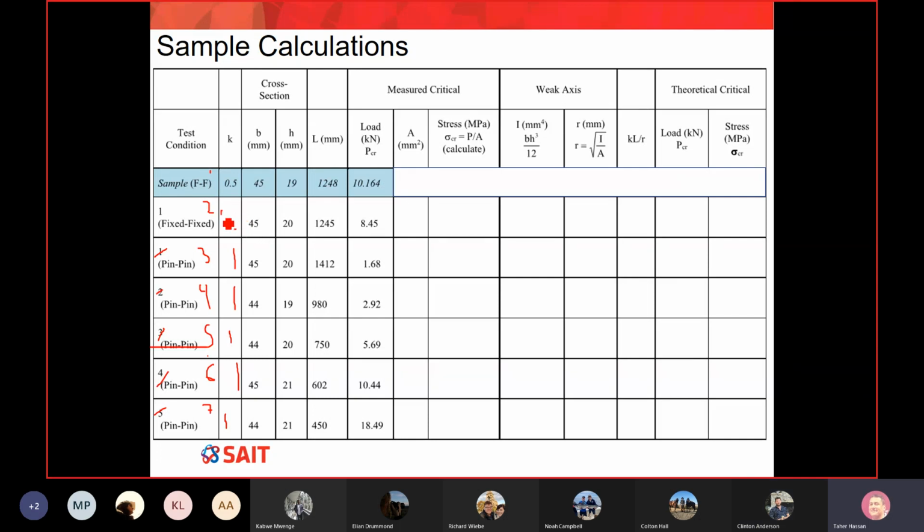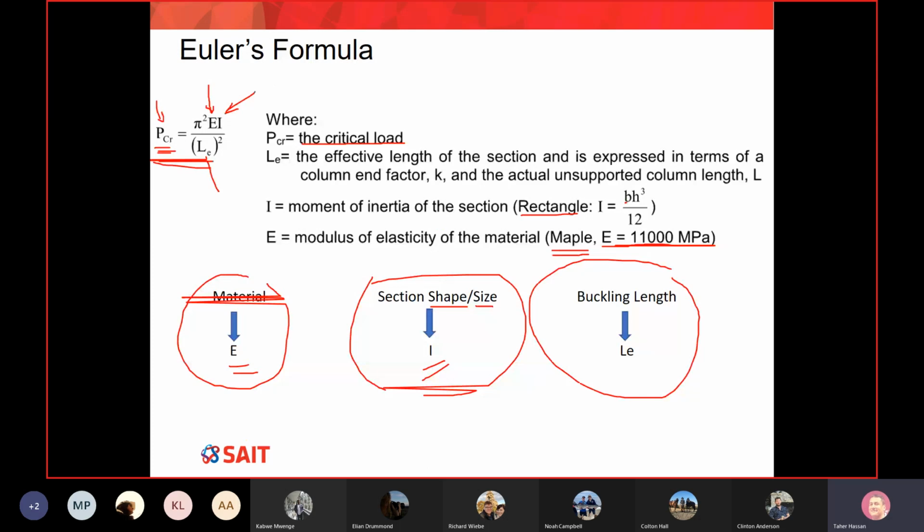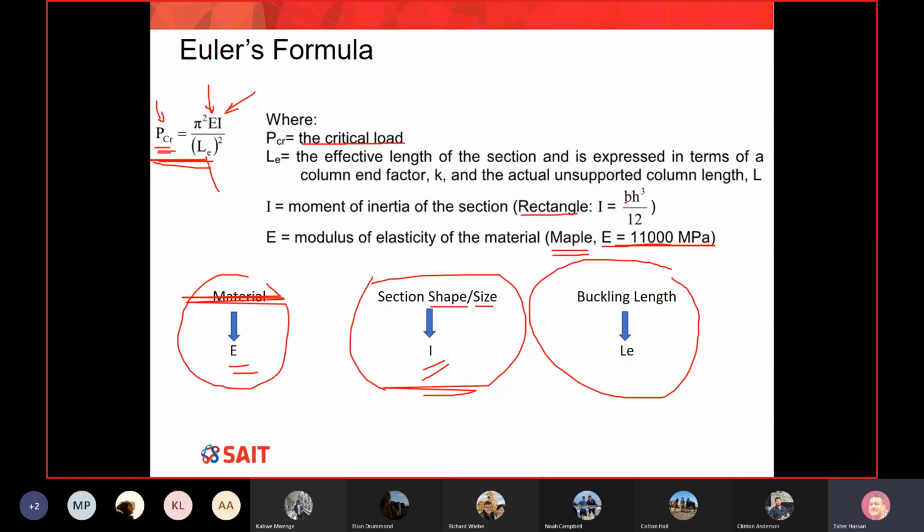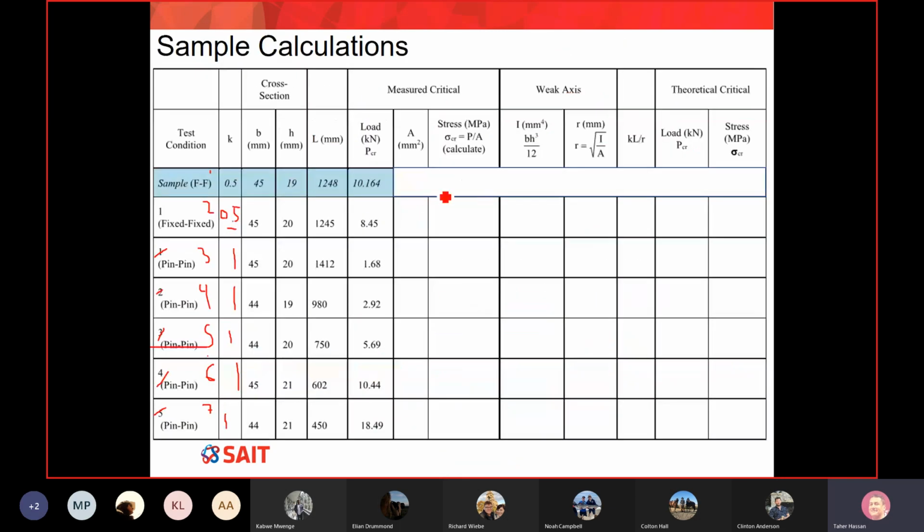0.5. Thank you, sir. Yes, true. That's 0.5. Now, next we also measure the length. So for every test, for example this video, we measure the distance from here to there. That is simply the length of the member.